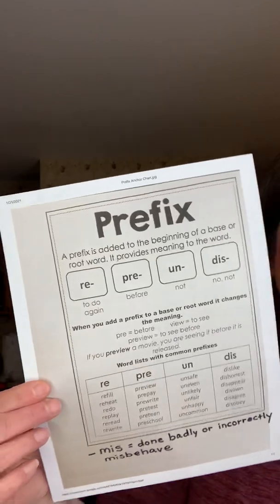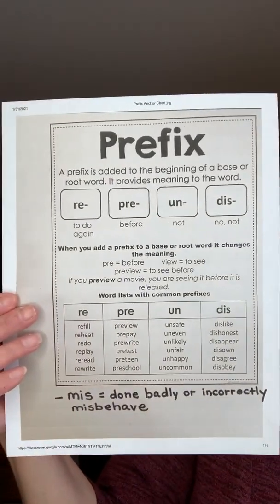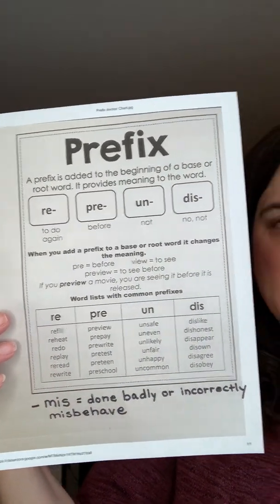In the best folder ever, your red reading folder, you should have this chart right here. Students who are remote, it's attached to your assignment. You could print it and add it to your red reading folder. It talks all about prefixes, our anchor chart for prefixes.